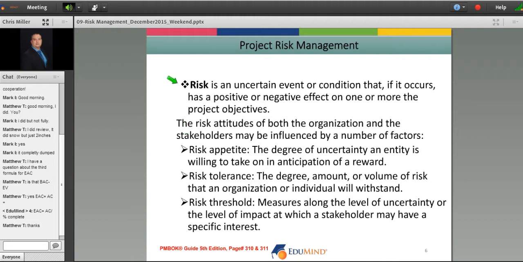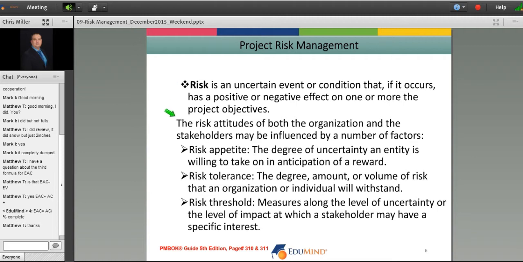You definitely want to know the definition. Risk is an uncertain event or condition that, if it occurs, has a positive or negative effect on one or more of the project objectives. So you might be thinking, well, how in the heck can a risk be positive? Well, we'll talk about those when we get into the positive risk response strategies.